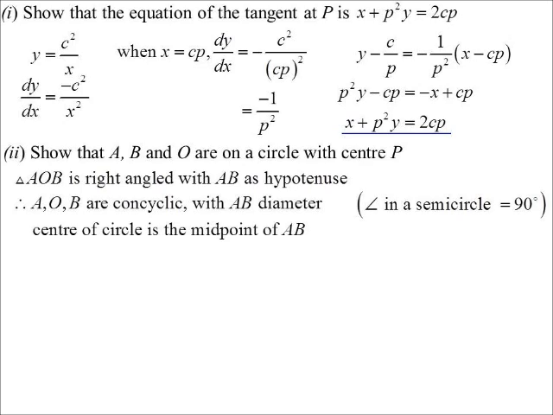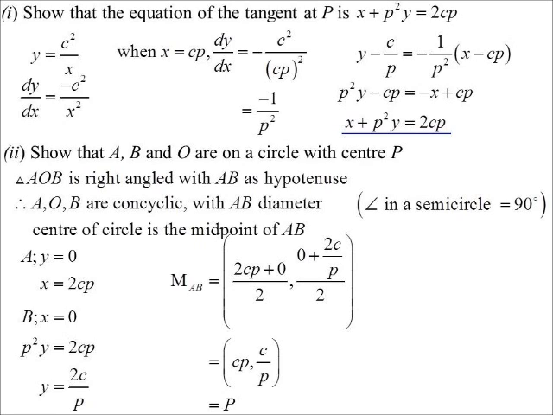Now, the centre of the circle, what's going to be the midpoint of AB? All right, let's find the coordinates. At A, y is equal to 0, so x is 2cp. At B, y would be 2c on p. There it is. The centre is P. And that's what we wanted, with centre P. Okay, so yes, found all the things they want. A, O and B lie on a circle. The centre is in fact P.